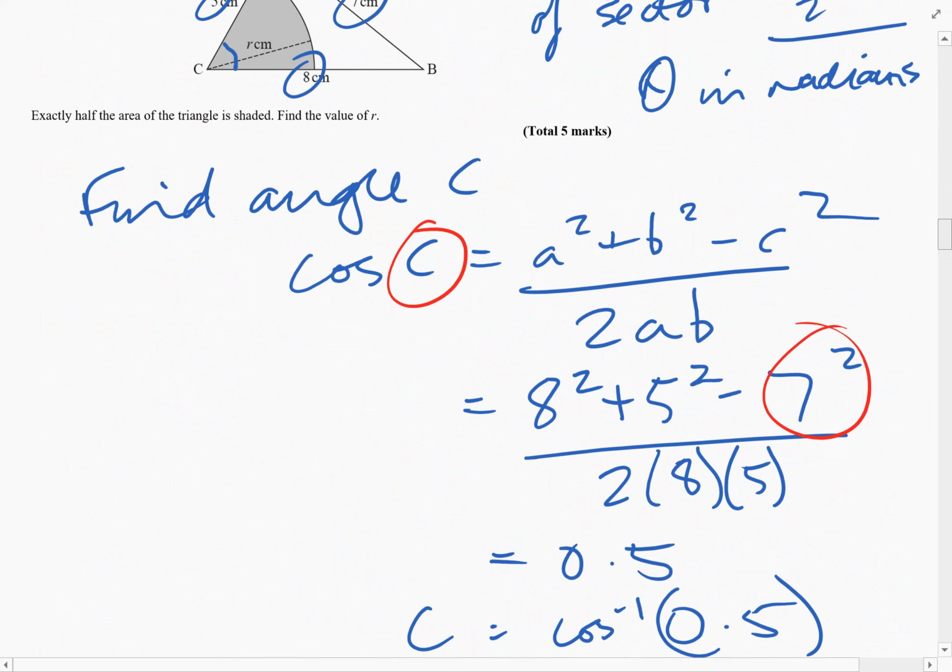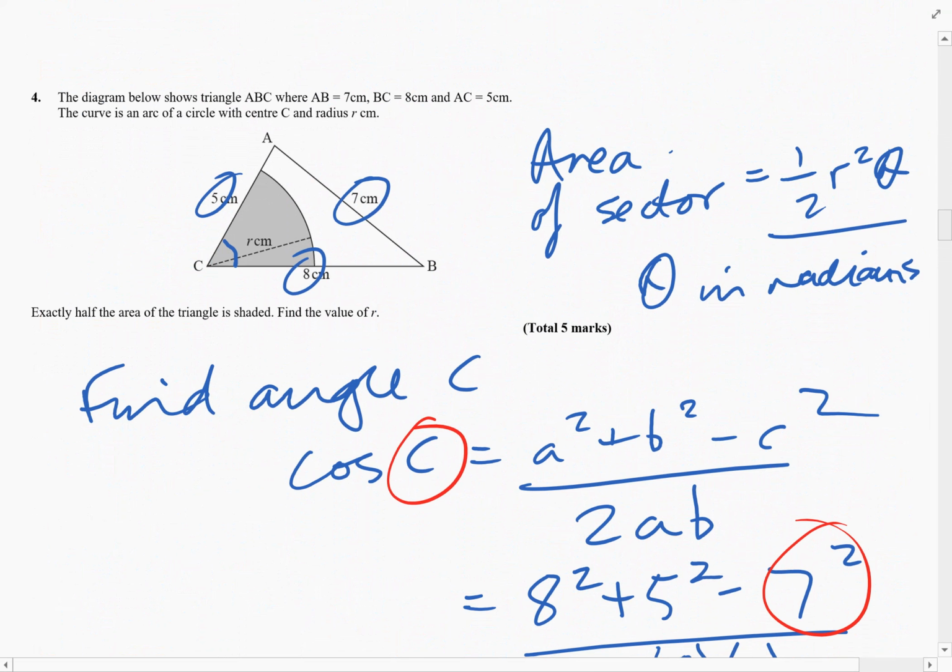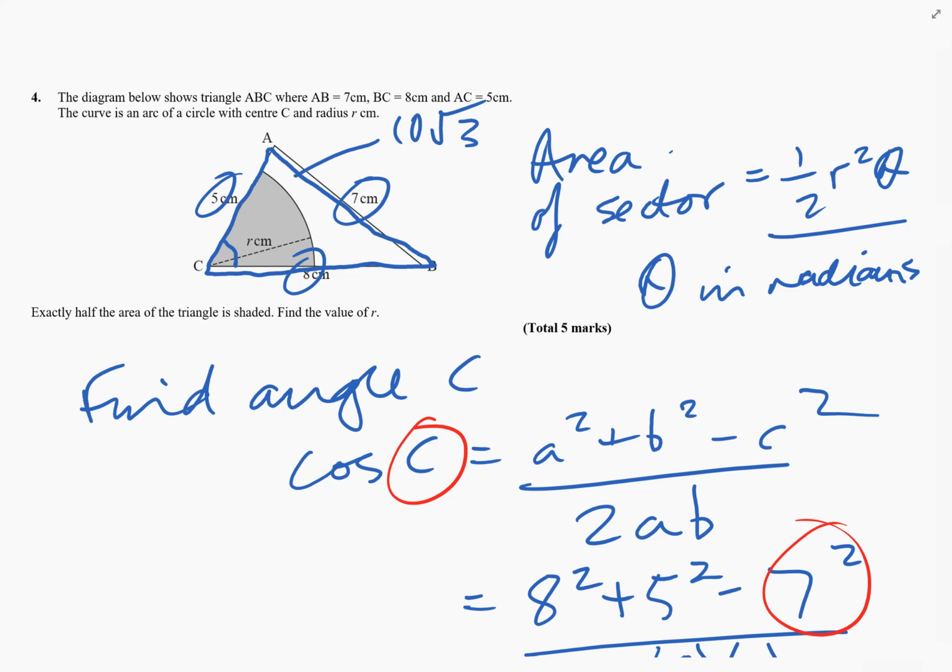Right, so the area of the triangle is 10 root 3. The area, the whole thing is 10 root 3. So that means the area of the sector is 5 root 3. So we want to half this. So the area of that is 5 root 3.